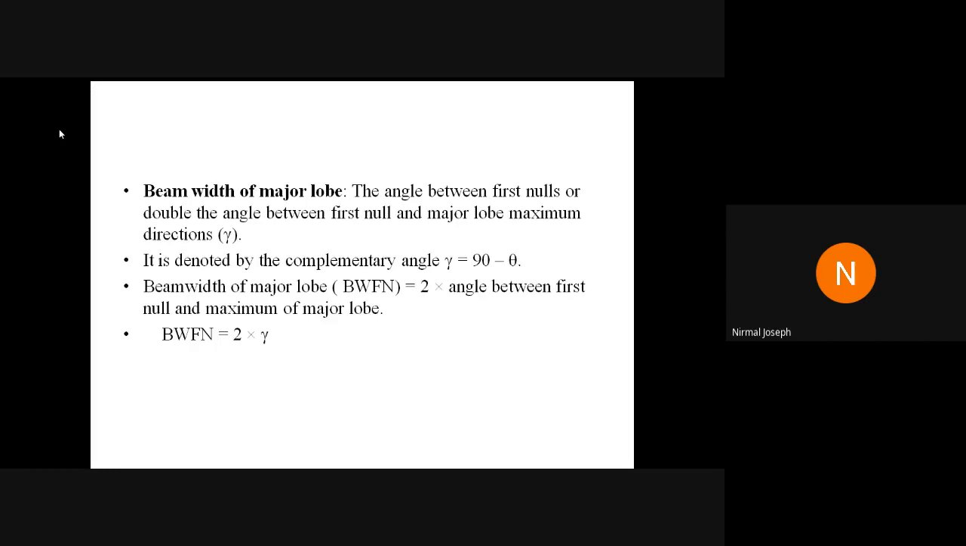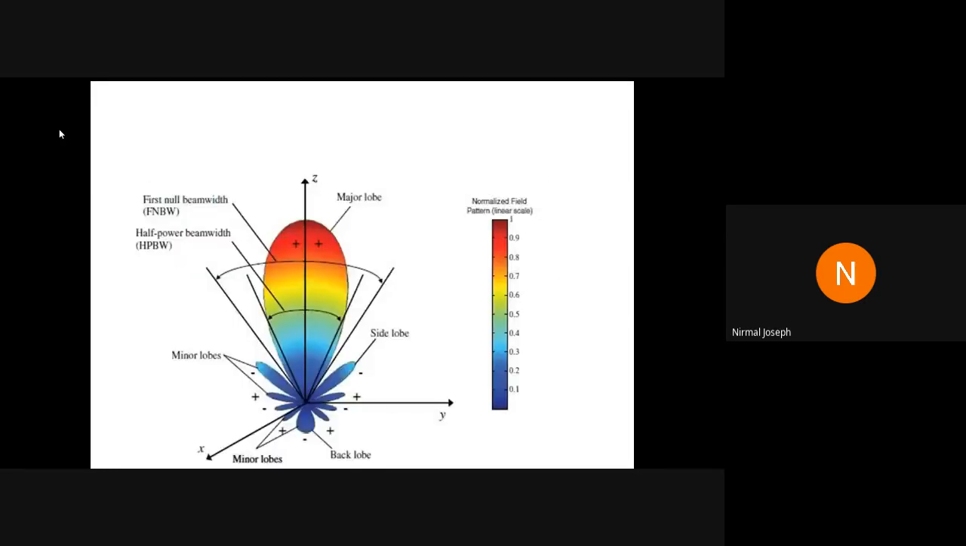I will just explain what that is based on a picture. Here you can see the first null beam width, FNBW. Can you see the first null beam width here? This is the direction of the first null. First null means first zero. That is happening here, and on the right side also that is happening here. So this is giving a beam width. That is the first null beam width.